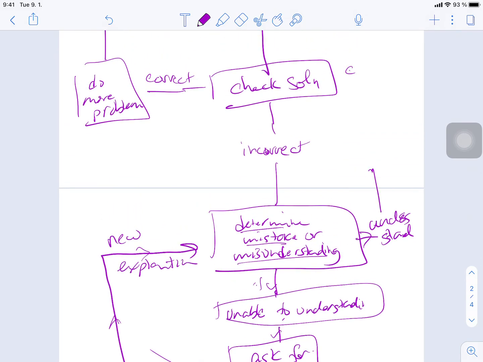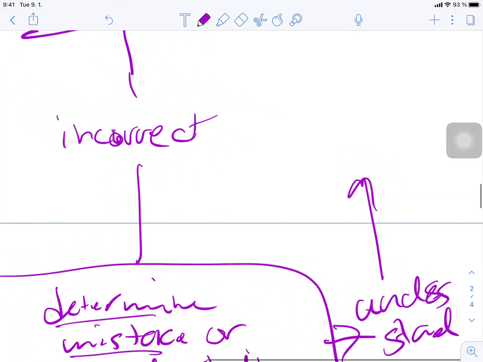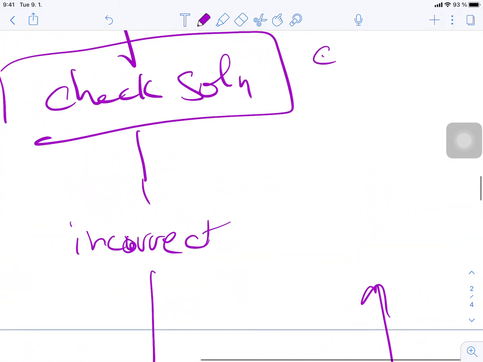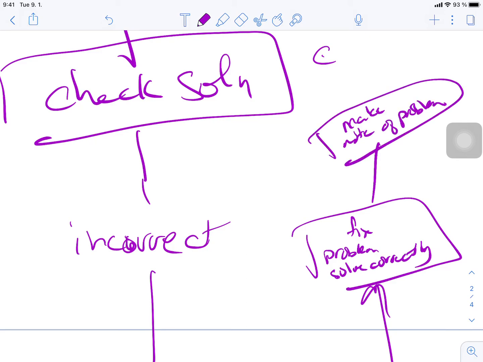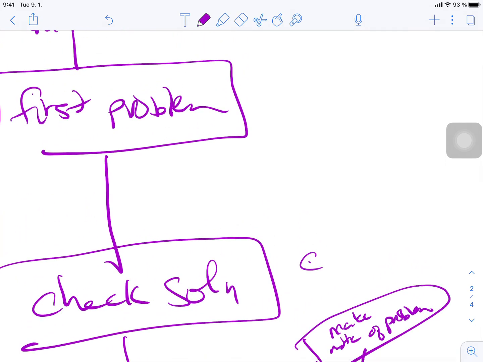When you do understand, then you fix the problem. You fix the problem and solve correctly. You also make note of the problem. And then two days later, you revisit it again.